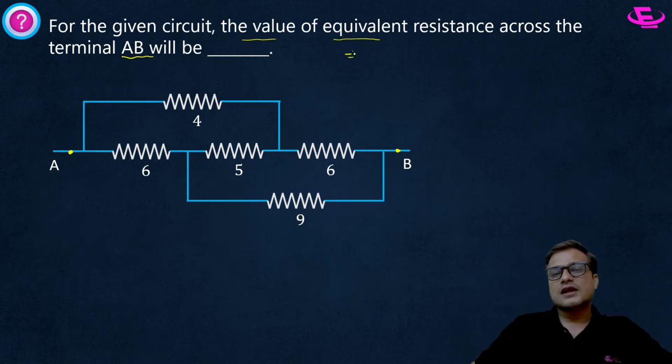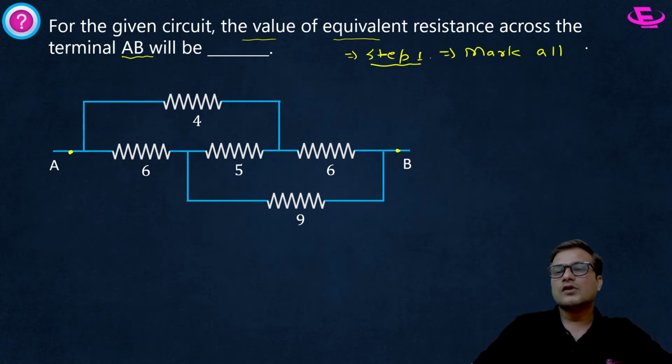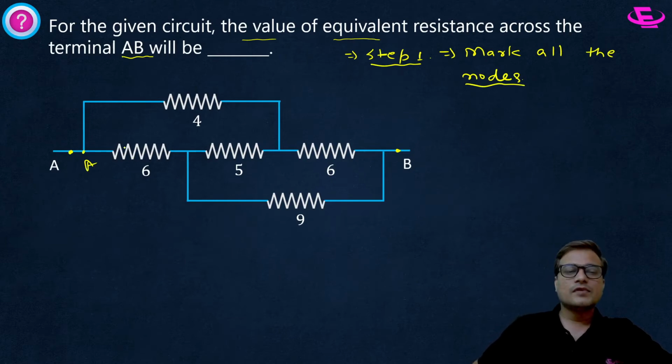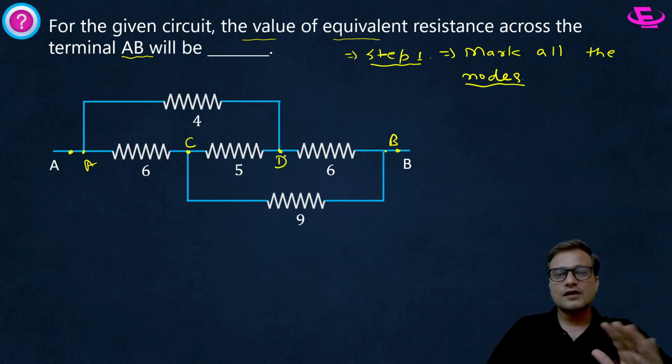To solve this circuit, go to the first step. What is the first step? First step is to mark all the nodes. What does it mean? It means some of the nodes, the names are already assigned. This node has name A, this node has name B. Now you have remaining two nodes. Let us assign the name C. For this node, the name will be D. These are four different nodes.